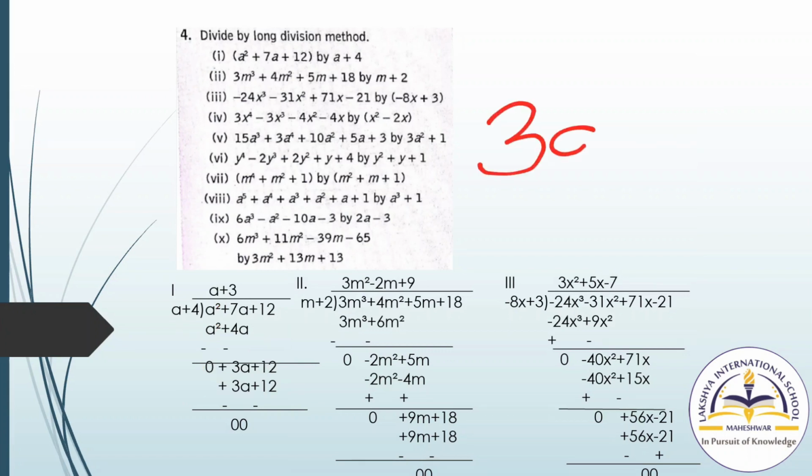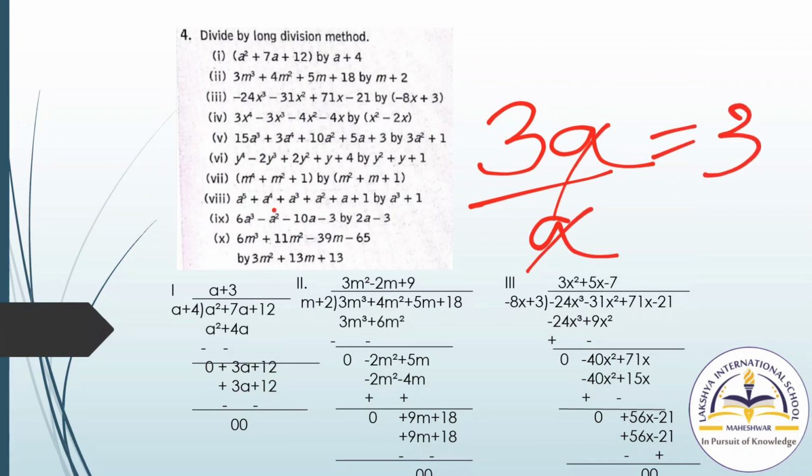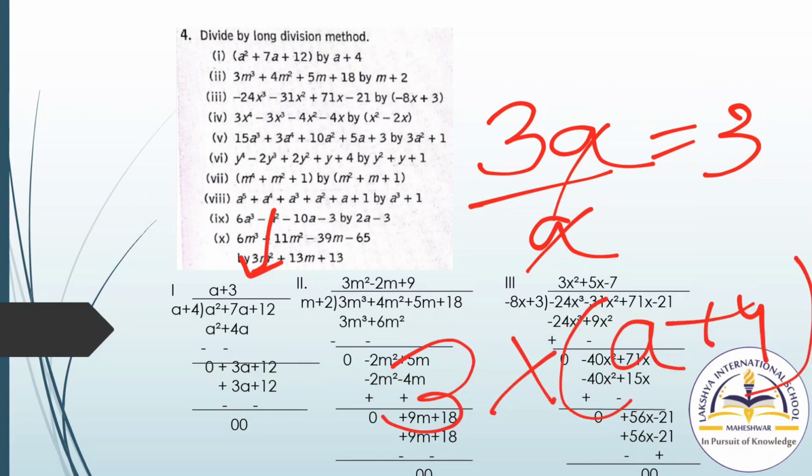Now 3a divided by a is 3, so here we have written plus 3. Then you have to multiply 3 into a plus 4, so you will get 3a plus 12. Here it is written 12 from the question. Now what will be the remainder? The remainder is 0. All the values will be cancelled out.